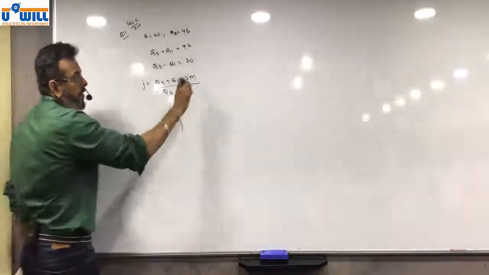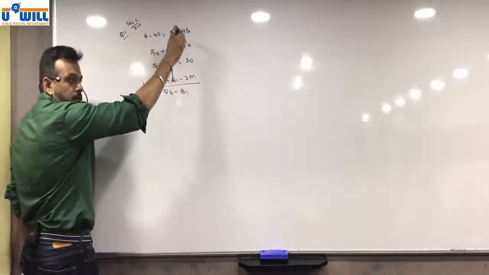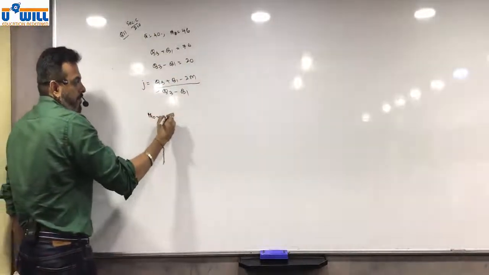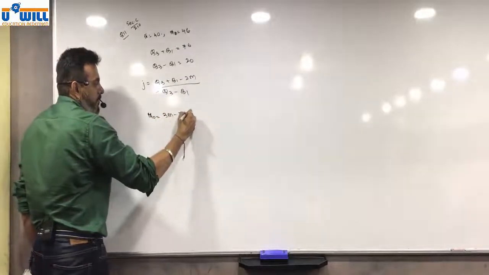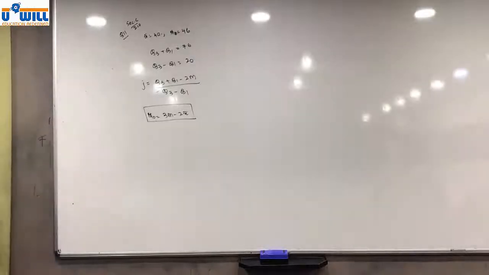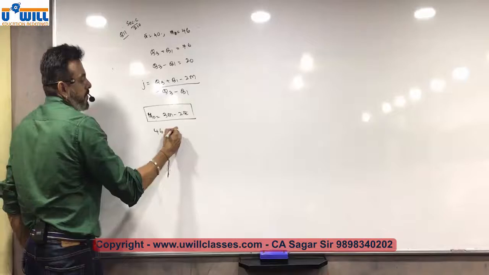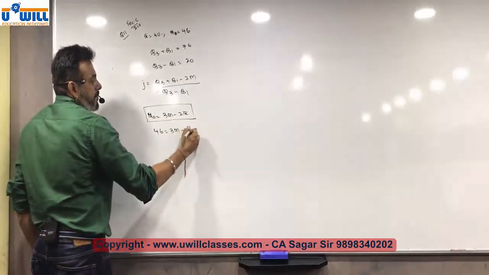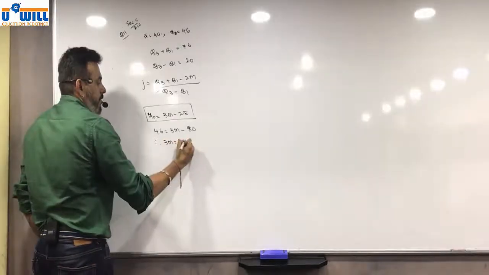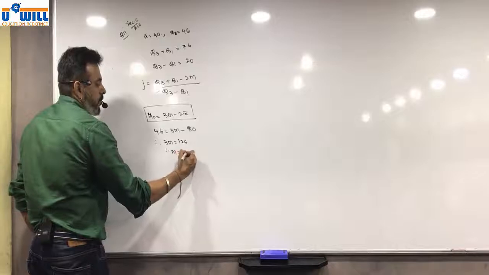Now, we have to find the median. To find the median, we'll use mean and mode. Which formula will we use? Mode is equal to 3M minus 2 X bar. Empirical formula. Let's find out. 46 is equal to 3M minus 80. 126. Therefore, median is equal to 42.